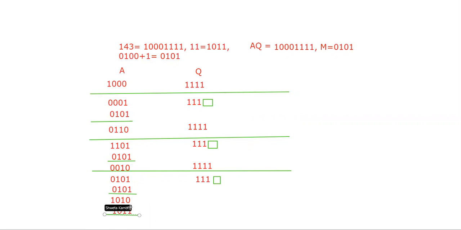So this will be 0 plus 1 will be 1, and again 1 plus 1 will be 0, carry will be generated. 1, again 1 plus 1 will be 0. Okay, so the contents are restored. Okay, and this bit will be set to 0. So we have 1, 1, 1 and 0. Now one last step is again remaining.